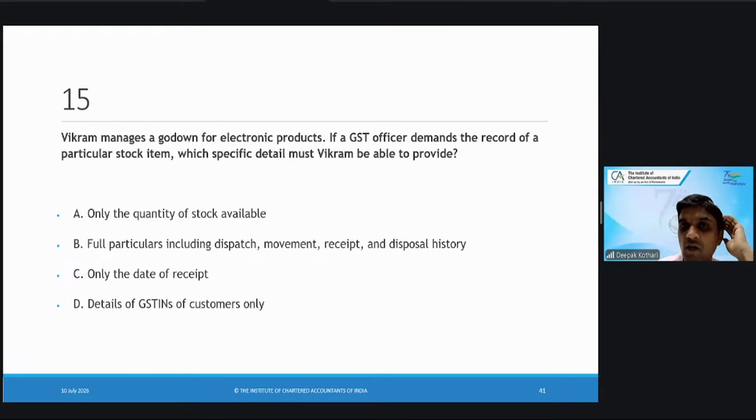Is the screen visible now? Correct. Full particulars, including dispatch, movement, receipt, and disposal history is to be given.